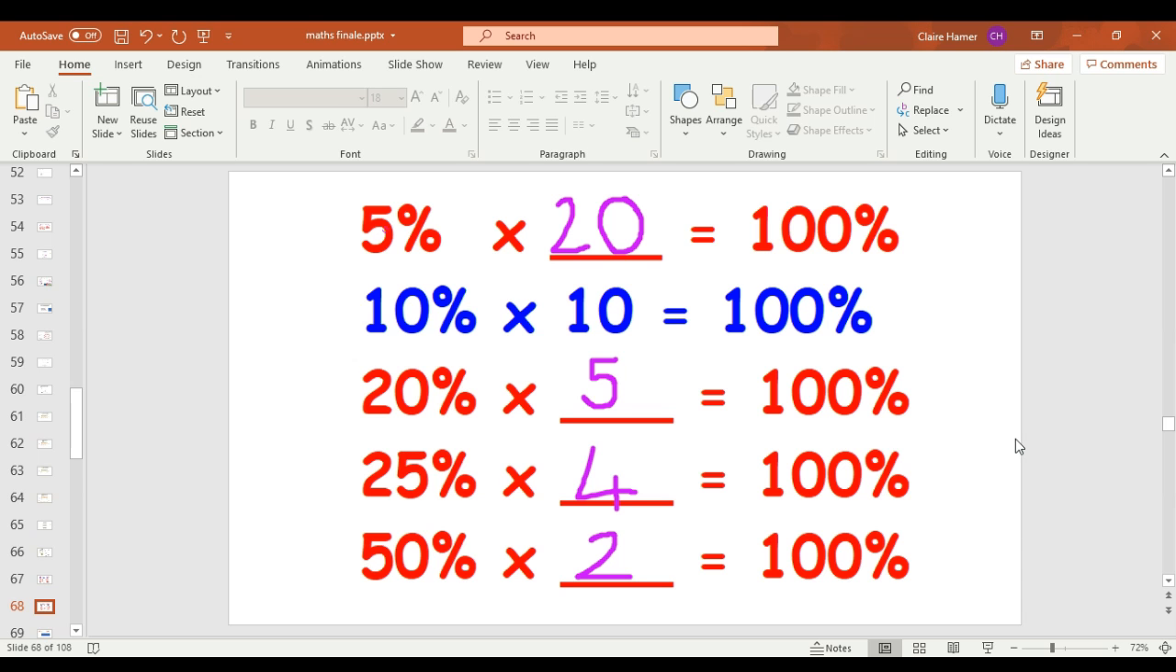So if I said to you, 20% of my number is 2, what was the original whole number? You would say, right, okay, I know that 5 20%s make a whole, so I'm going to do 5 times 2. Oh, the original number is 10. So these facts are helpful.